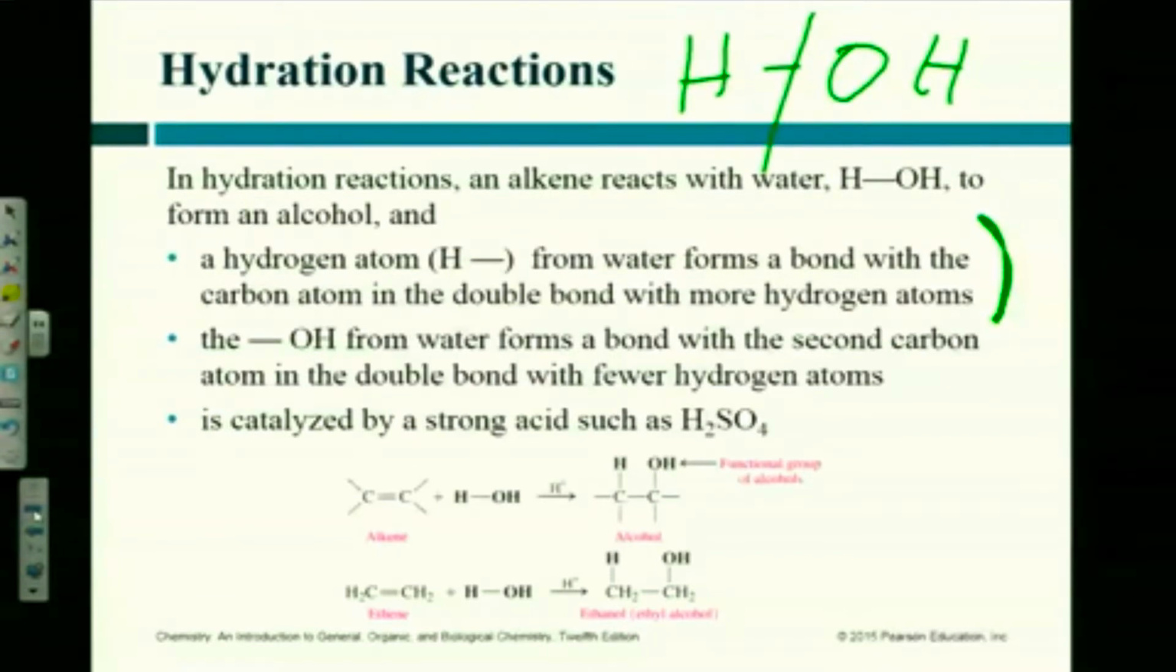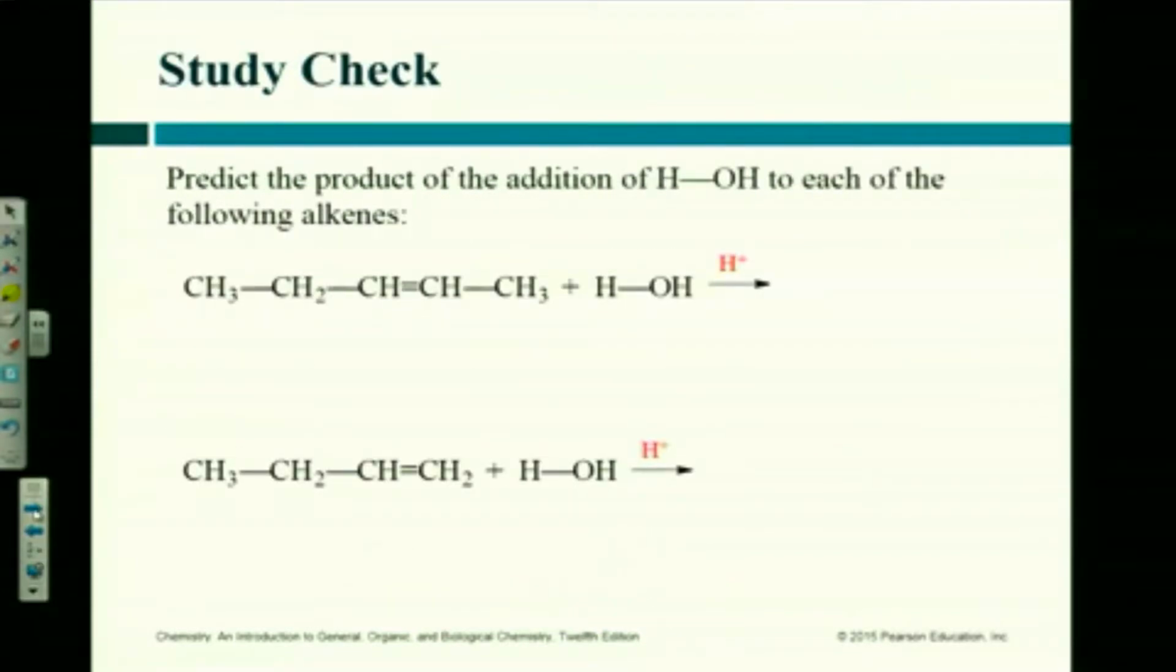So let's do an example. Okay, we're going to do an example. Here we have 1, 2, 3, 4, 5. This is 2-pentene, right? Look at these two carbons. Which one has more hydrogens on it? Which one of these two carbons has more hydrogen? The ones in the double bond here. Which one has the most hydrogens? Right here. Which carbon has more hydrogens?